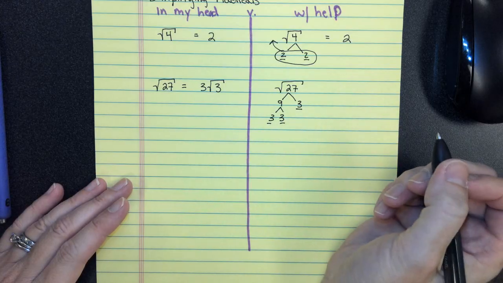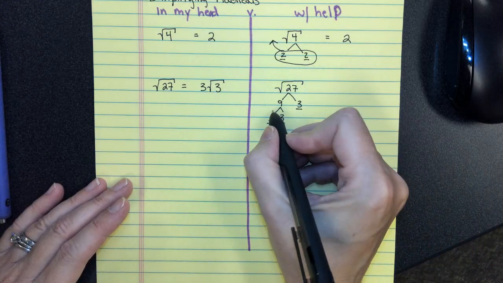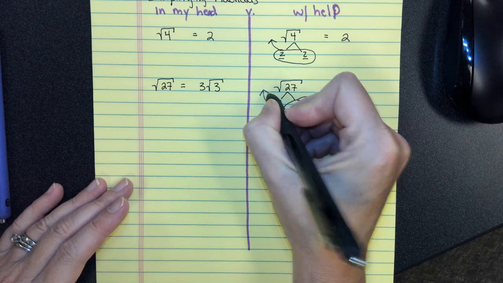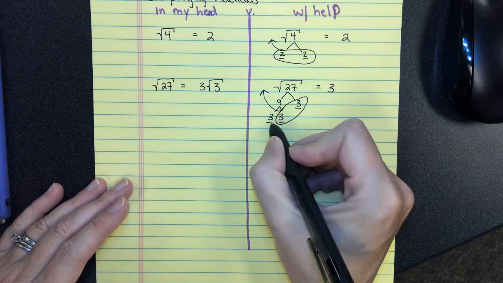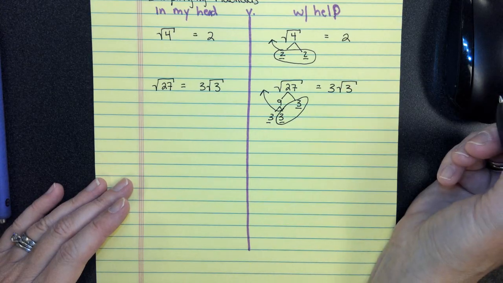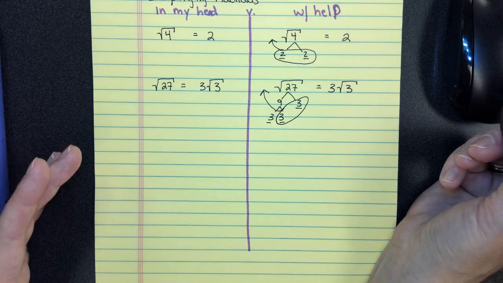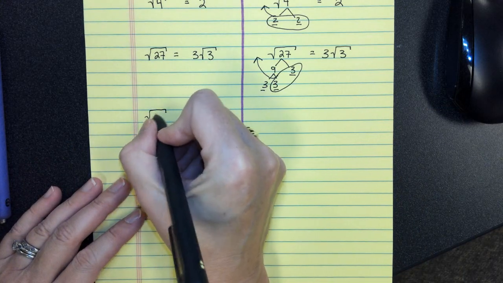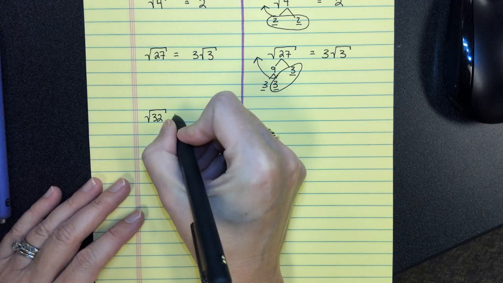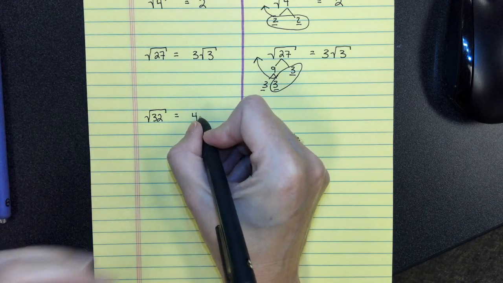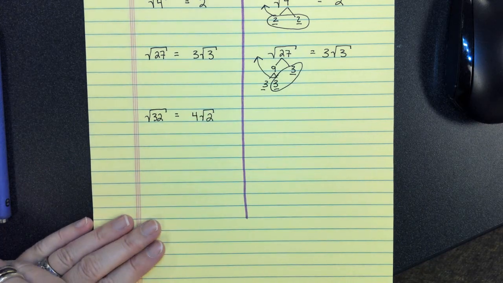These are now primes. Partners leave the house, and the partner can actually be right over here. So they left. Who stayed behind? That guy right there. Same answer, just a little bit of work. Let's look at square root of 32. This is going to be 4 square root of 2.